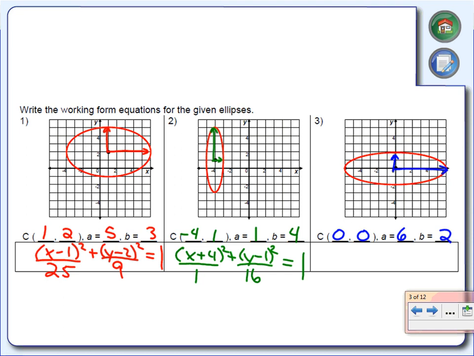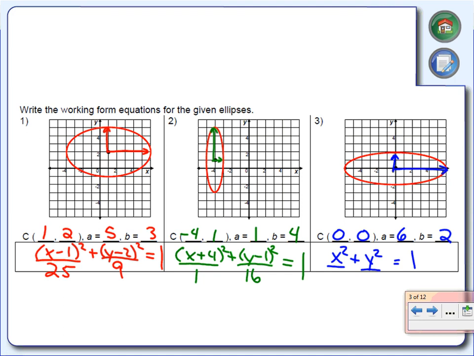Now, yesterday when we did our circle, because our center is 0, 0, rather than putting plus 0 or minus 0, what we did instead is we just wrote it as x squared and y squared. And we can do that because the center is at 0, 0. Of course, it's still going to equal 1, like the other 2 examples. But we do need to put something underneath the x squared and the y squared. We need to square our a and our b.